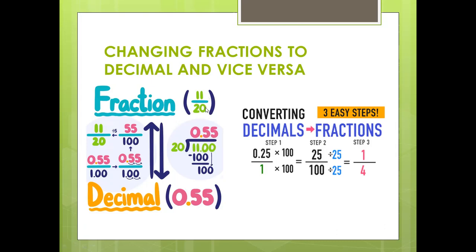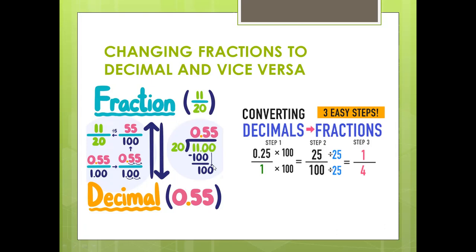So we have 11 over 20. This is our fraction. And how are we going to change it into decimal? We're just going to divide our numerator and denominator. So by dividing it, we got the answer of 55 over 100. So let's divide it, 11 divided by 20. Let's put the decimal point above, so it is vertically lined up.